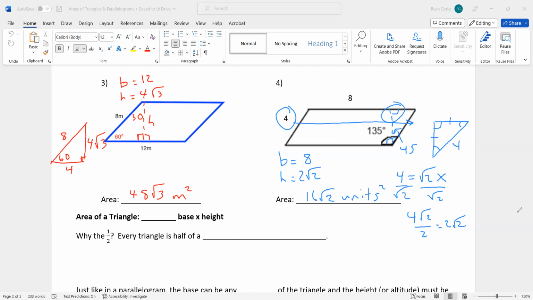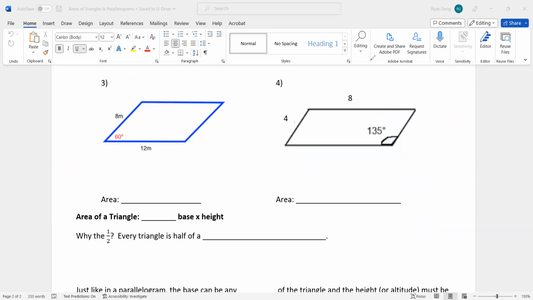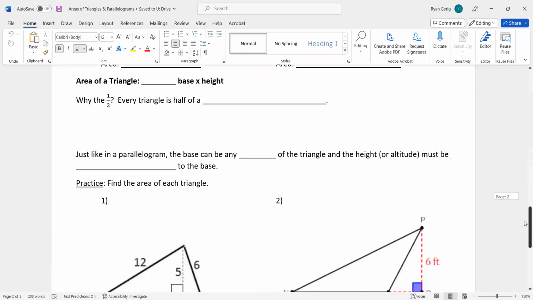All right, so that's parallelograms. Now we're moving on to triangles, which are very, very closely related to parallelograms because they are half base times height. So instead of base times height, it's 1/2 base times height, or you might see it as base times height divided by 2. Okay, why the 1/2? Every single triangle is half of a parallelogram. Some of you might already know that, but it is.